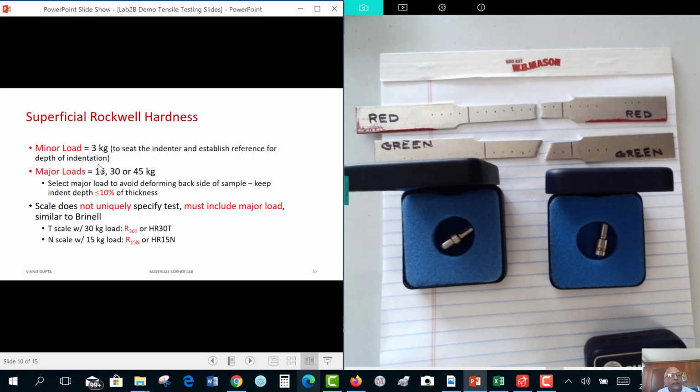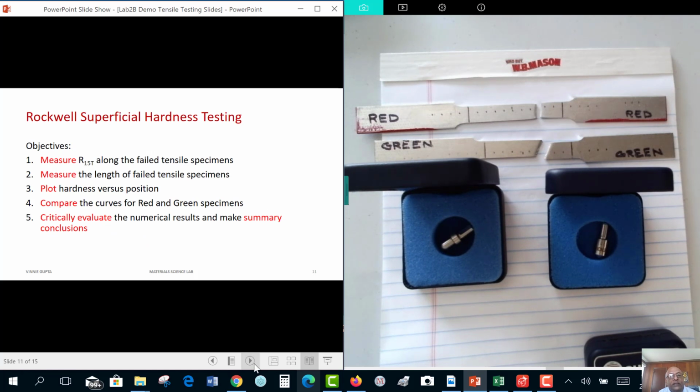So what the machine does is, as it applies this 15 kg load, it measures the depth of indentation. And that depth of indentation is converted into a hardness scale. So the scale does not specify the test. We need to specify what load. So if we have T scale with 30 kg load, we'll say hardness Rockwell 30T is so and so. So either we use this as a subscript or we use it longhand like this. So let's see a video on our testing.